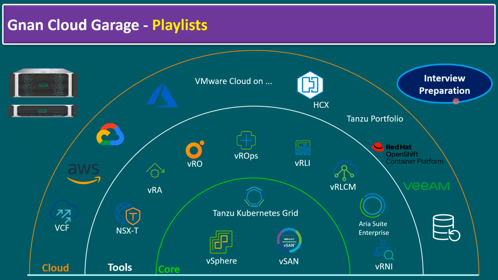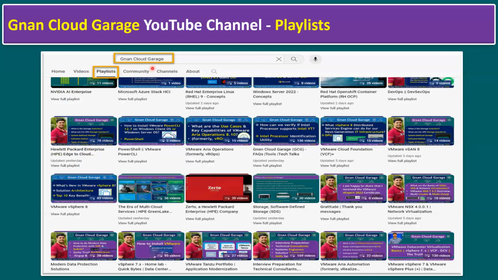Okay, and all these playlists you can find by searching on YouTube for GNAN Cloud Garage, go to the playlist tab, and you can find all the playlist information. Even for Workstation, how to install Red Hat Enterprise Linux, detailed information I also covered within the vSphere Quick Bytes, Home Lab Quick Bytes, you can refer there.